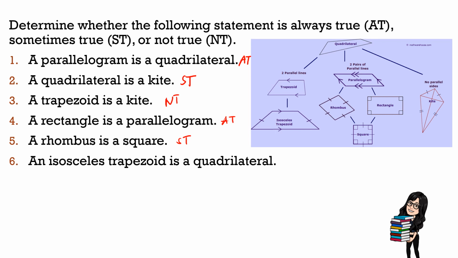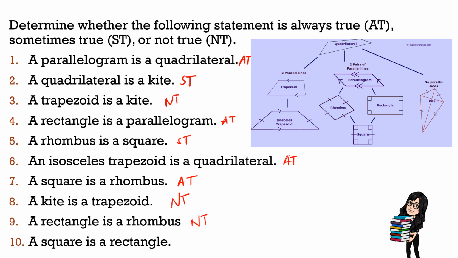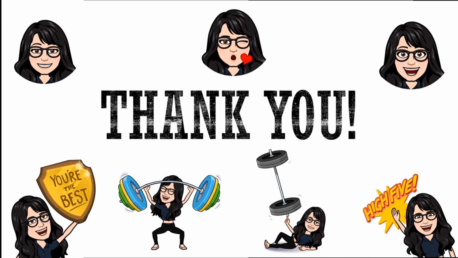An isosceles trapezoid is a quadrilateral. So this is always true. A square is a rhombus. So we have going up. So this is always true again. A kite is a trapezoid. So obviously this is not true. A rectangle is a rhombus. So obviously a rectangle is not a rhombus. So this is not true. And a square is a rectangle. So this is always true. Thank you.